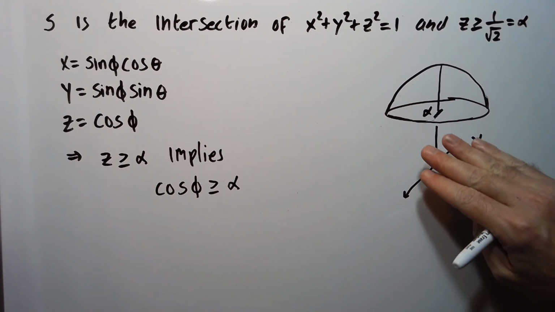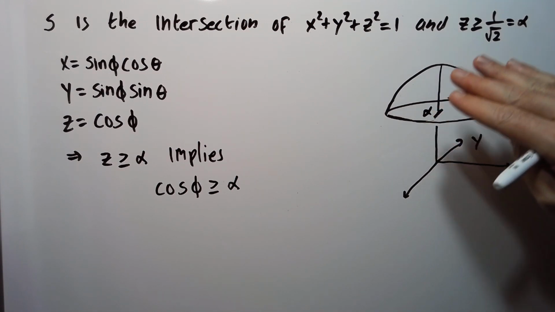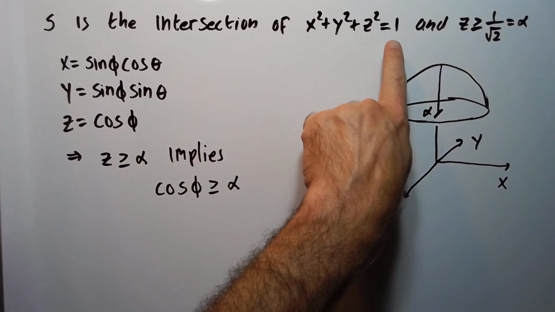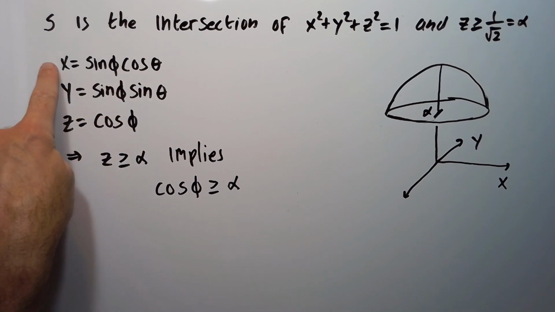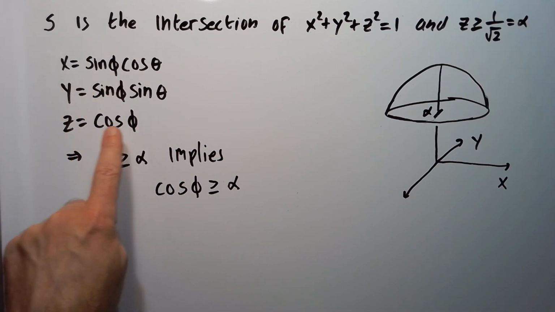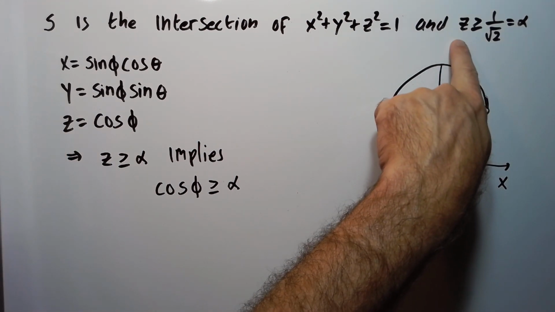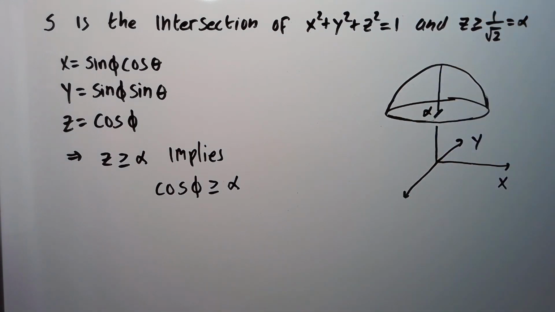So it's the portion of the unit sphere where the z value is alpha or greater. So it looked like this. And then we said, okay, let's parameterize it using spherical coordinates like I did over here, where the rho value is 1. So it'd be just sine phi cosine theta for x, sine phi sine theta for y, and cosine phi for z. Then I said, okay, well, we need z to be greater than or equal to alpha. Again, alpha is 1 over square root of 2.